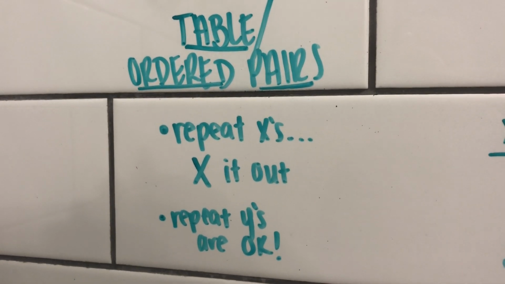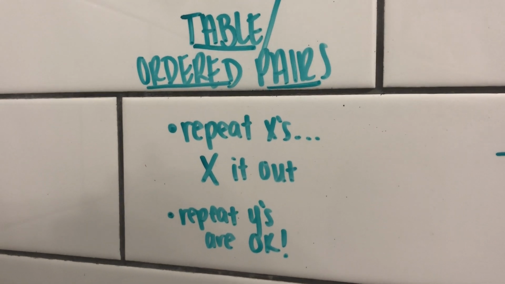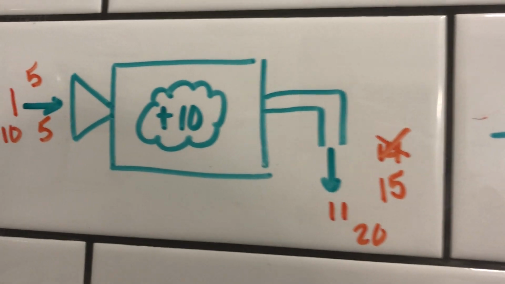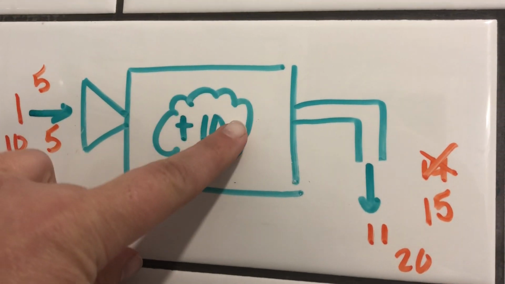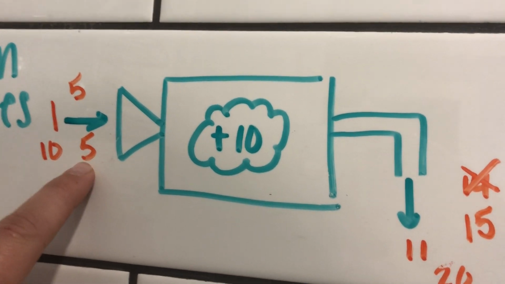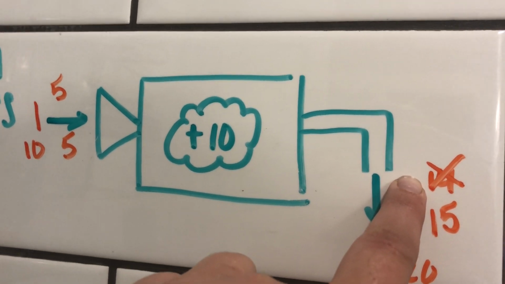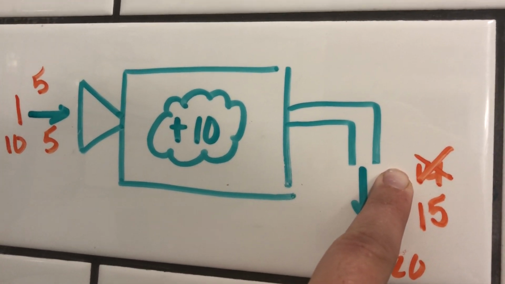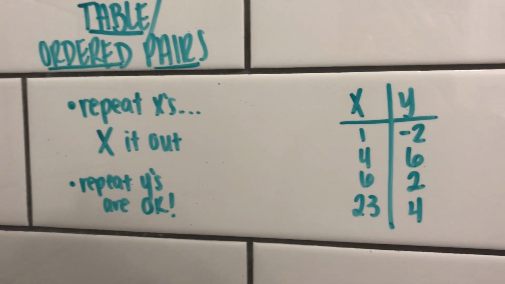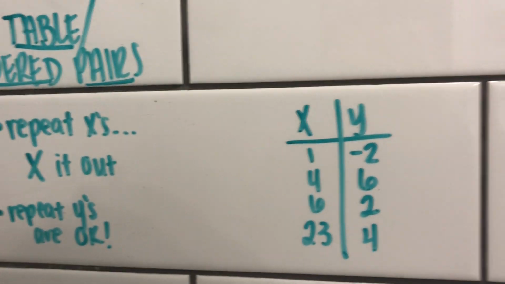X is our input value, and if we have a repeat x with different y's attached to it, that means our machine is broken. Think back to this plus 10 up here. When we put in a 5 and it followed the rule and we got a 15 out, that worked. When we put in another 5, that's another input, another x, and we got 14, that didn't work. It broke the rule. That machine was broken, so it's not a function. So we're going to think back to that. Repeat x's, exit out. Repeat y's are okay. We don't care about those. We can have repeat y's.